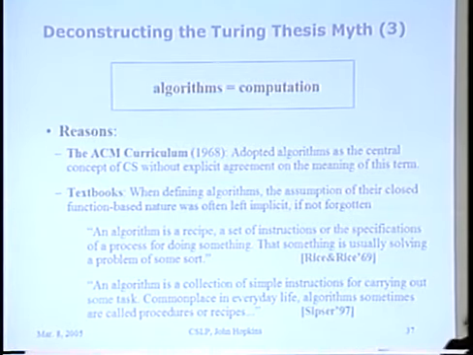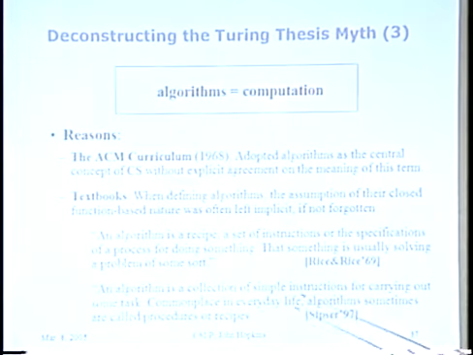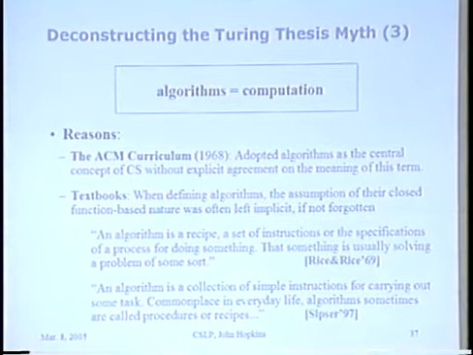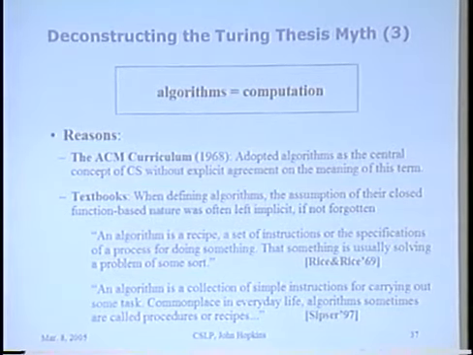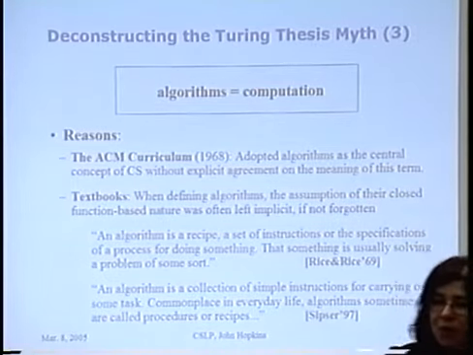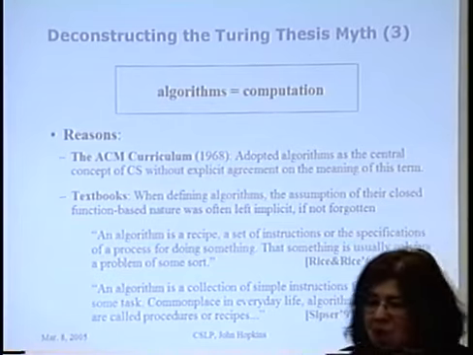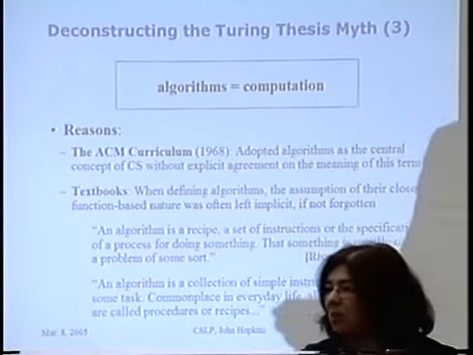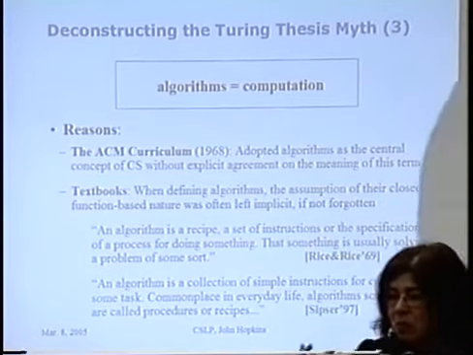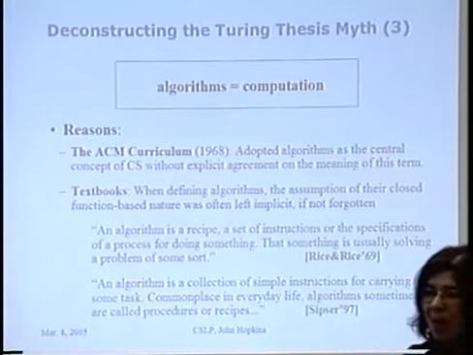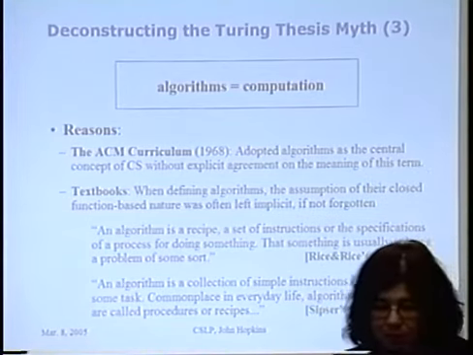Typically these textbooks were not theory textbooks, but were programming textbooks that nevertheless chose to put things in terms of algorithms because that's what the ACM prescribed. An example is a Rice and Rice textbook which defined algorithms as follows: "An algorithm is a recipe, a set of instructions or specifications of a process for doing something. That something is usually solving a problem of some sort." You read this, and if you're an undergraduate without any background on this topic, you would have no idea that this describes function-based computation. Yet students learned that somehow this is equivalent to Turing machine computation.